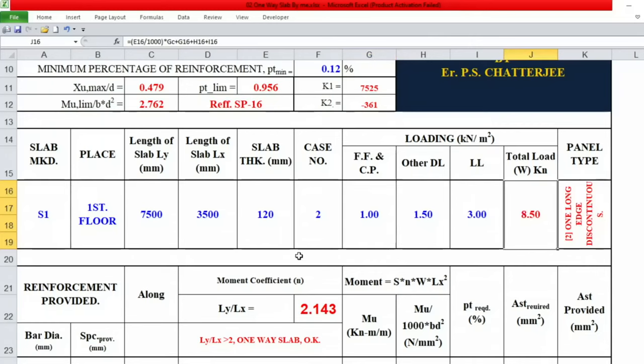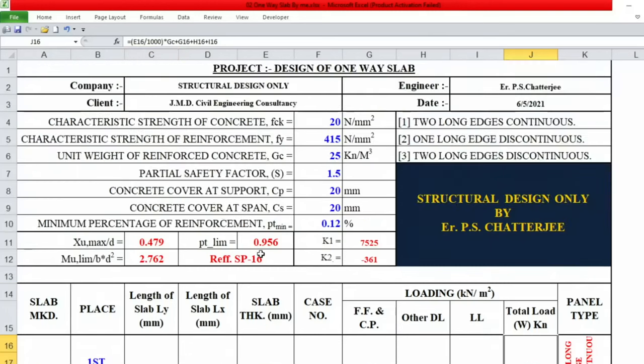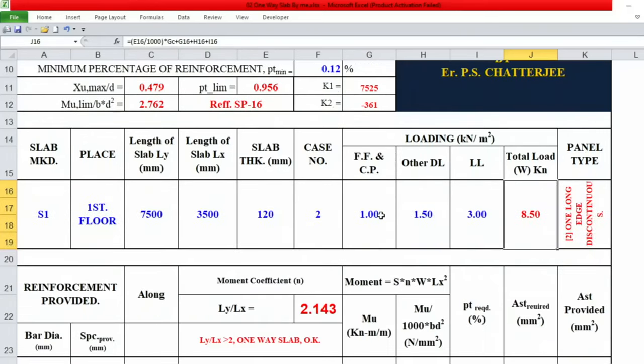Total load, dead load: thickness of the slab E16, divided by 1000, that is in meter, into unit weight of concrete 25 GC, plus this load and this load, total 8.5 kilonewton per meter square.